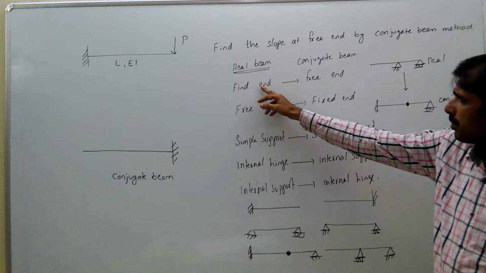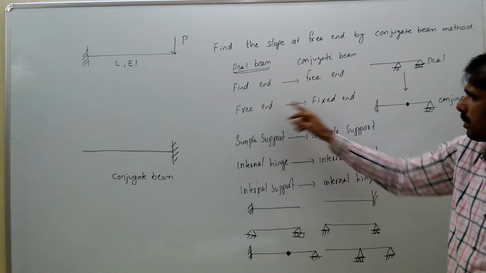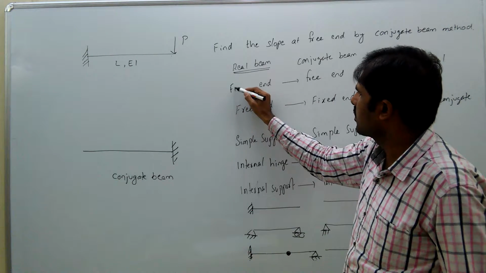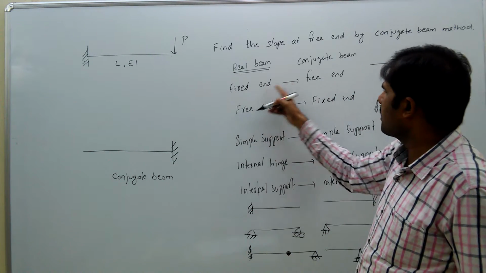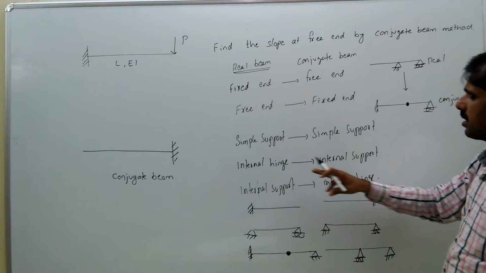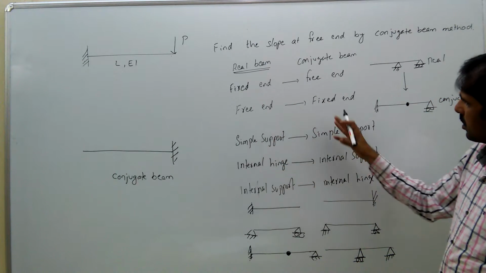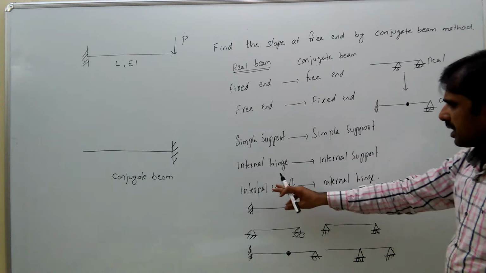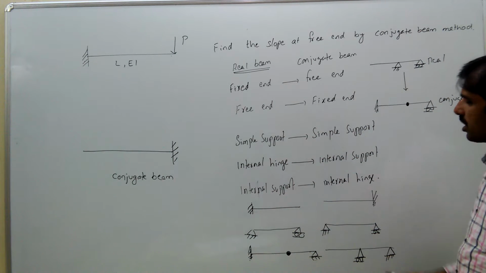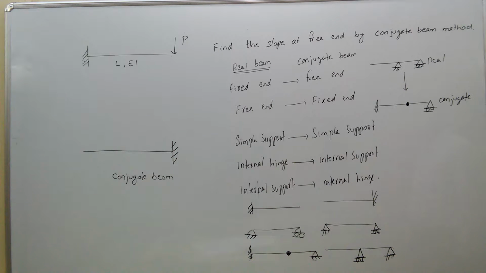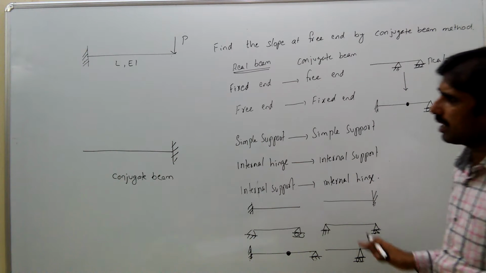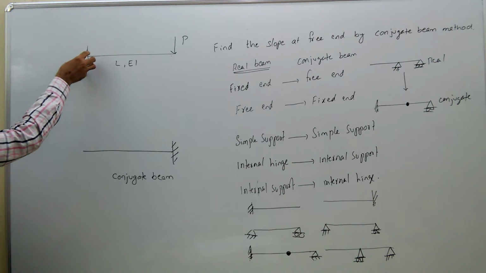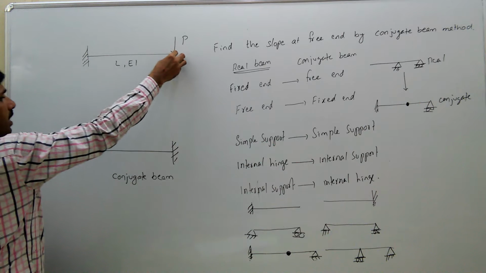Free end becomes fixed end. Fixed end becomes free end. Free end becomes fixed end. Simple support or roller support will be simple support or roller support only. Internal hinge will be internal support. Internal support will become internal hinge. Like that, support conditions will change here. Now, this is also the same. The fixed end becomes free end, free end becomes fixed end.